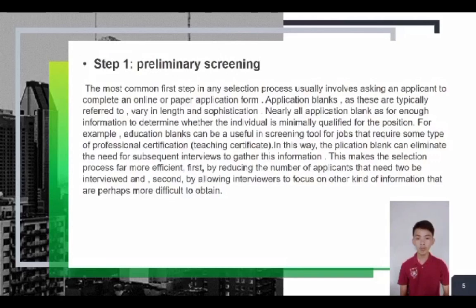In this way, the application blank can eliminate the need for subsequent steps for some applicants, which makes the selection process far more efficient. First, by reducing the number of applicants that need to be interviewed, and second, by allowing interviewers to focus on other kinds of information that are perhaps more difficult to obtain.